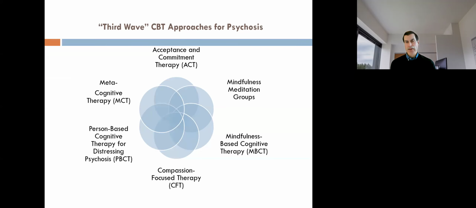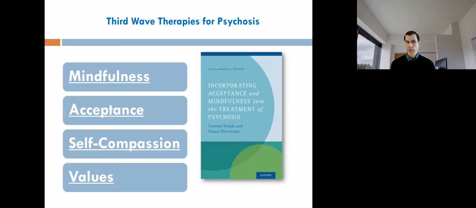And just to acknowledge that ACT is not the only third wave approach that has been studied or delivered for people with psychosis. Here's a summary of some of the more major third wave therapies that have all, to a certain degree, looked at how to adapt these things for psychosis. Metacognitive therapy, person-based cognitive therapy for distressing psychosis from Paul Chadwick, various types of meditation and mindfulness focused groups for people with psychosis, compassion focused therapy, and of course, mindfulness based cognitive therapy. So, just to acknowledge that a number of different third wave approaches have been found to be at least somewhat useful for this population.